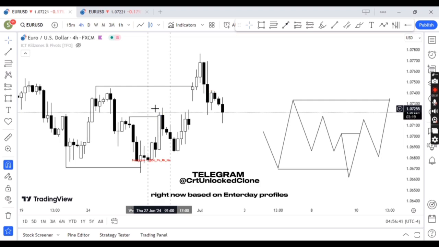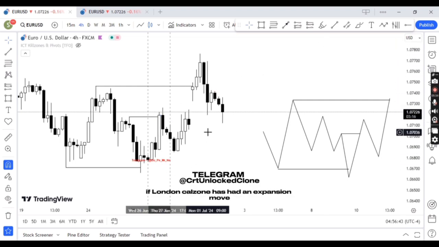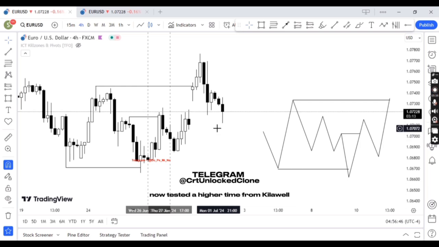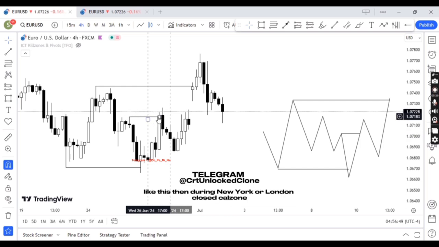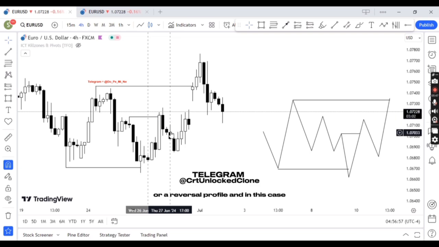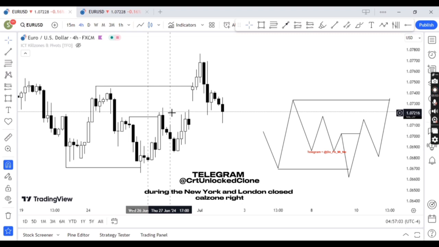Now based on intraday profiles, if the London kill zone has had an expansion move and that expansion has now tested a higher time frame key level like this, then during the New York or London close kill zone we can expect either a retracement profile or a reversal profile. And in this case I expected a retracement profile during the New York and London close kill zone, right? Our first objective is to expect a retracement profile, and then we're going to see the price action on the lower time frame and decide whether we want to expect a reversal profile, right, and want price to continue going lower, right?